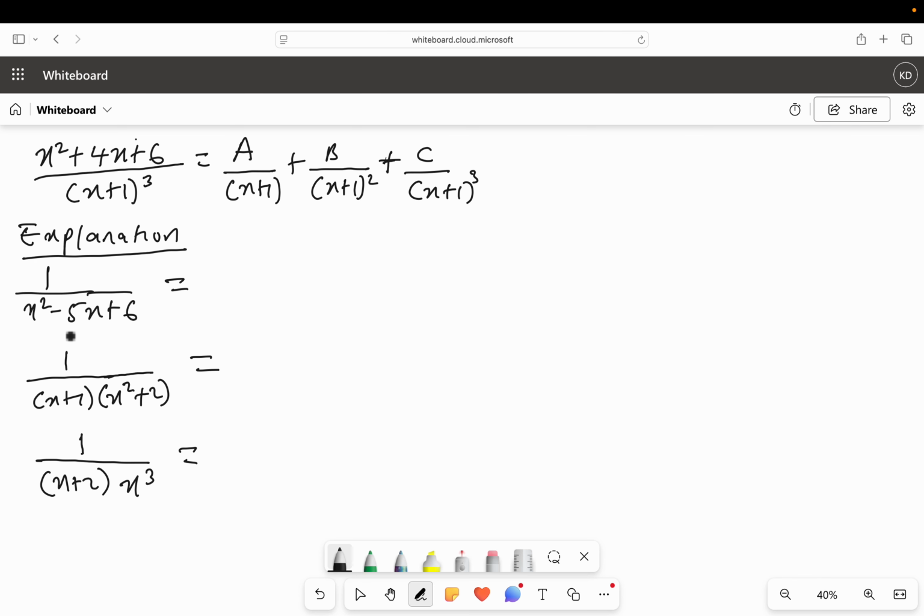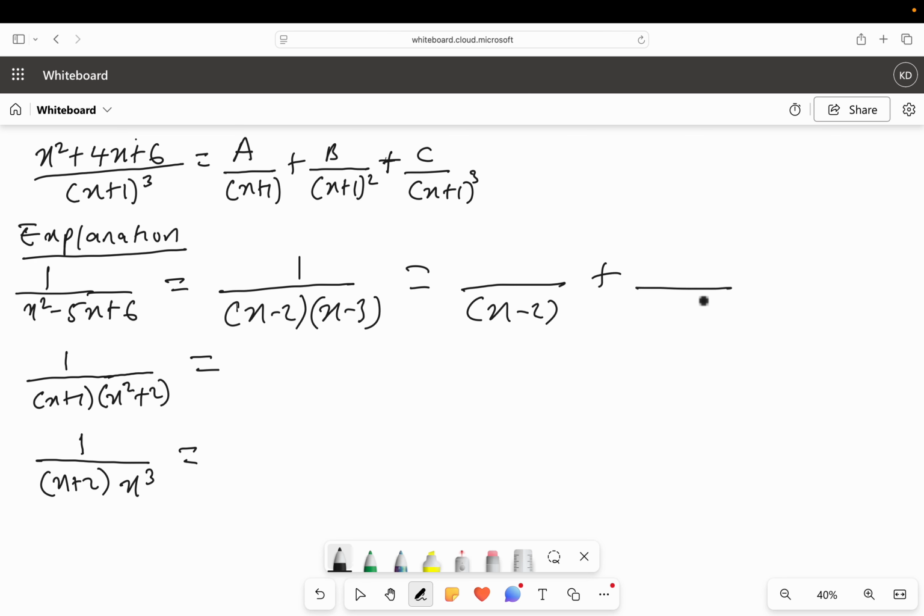So I can factorize the term in the denominator and I will have s minus 2 and s minus 3. The next thing is to decompose the terms. So I will have something over s minus 2 plus something over s minus 3. A key component of partial fraction decomposition is that the power of the denominator is always 1 greater than the power of the numerator.